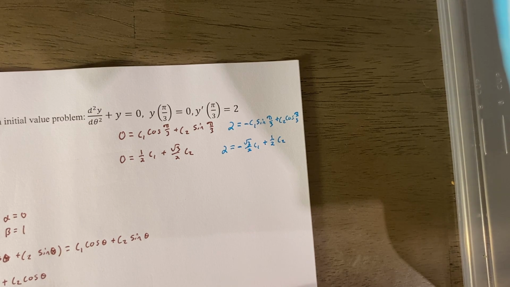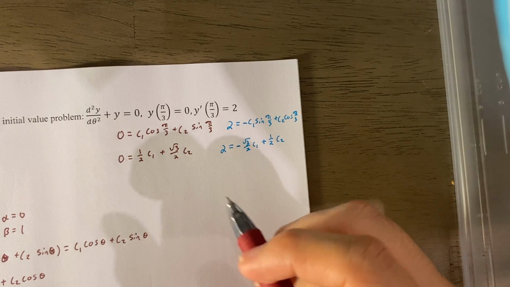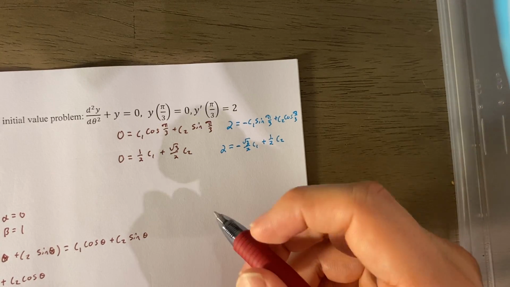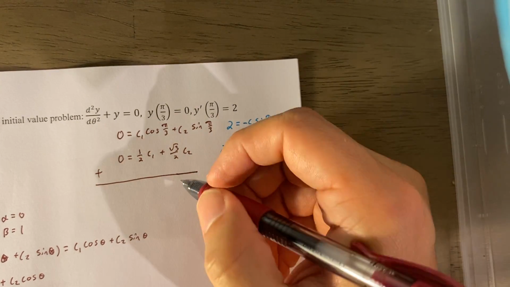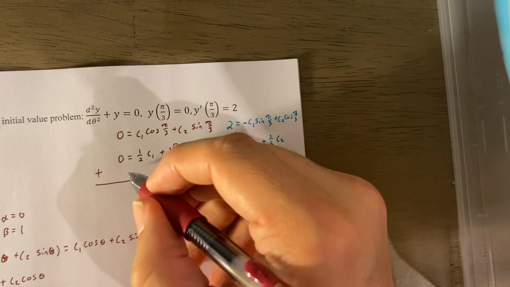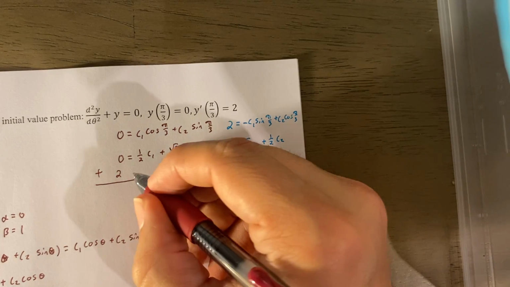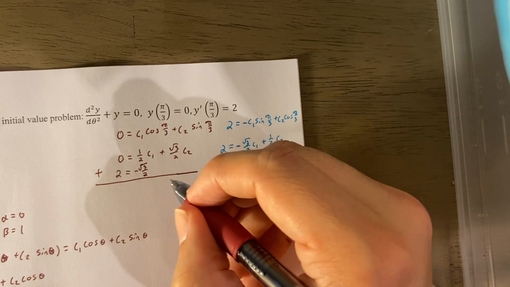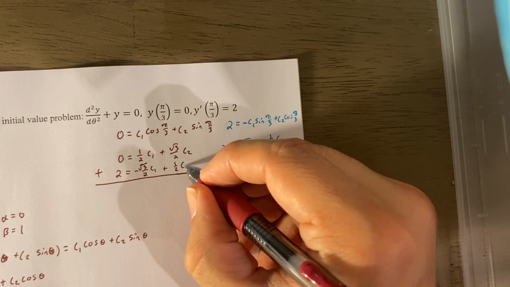Now, again, I want to solve for c sub 1 and c sub 2. There are multiple ways to do this. You could treat them as x and y and graph them and see where they intersect. You could use substitution by solving for one, or you can use elimination, which is what I'm going to do. I'm going to bring this over and add it to my solution for the general, and I'm going to get negative square root of 3 over 2 c sub 1 plus 1/2 c sub 2.